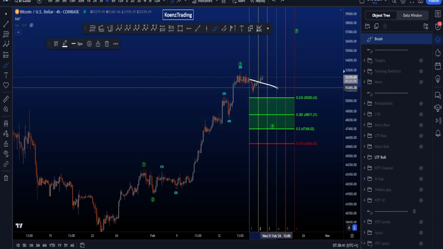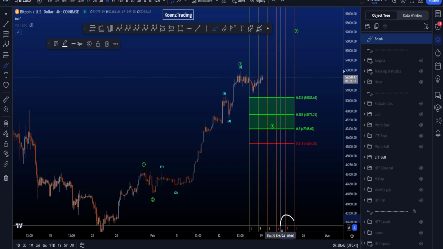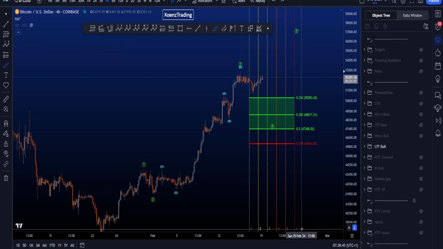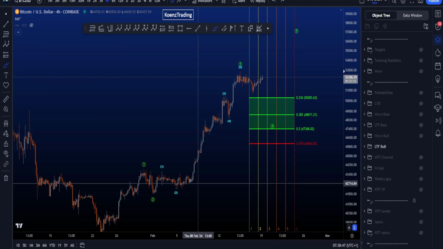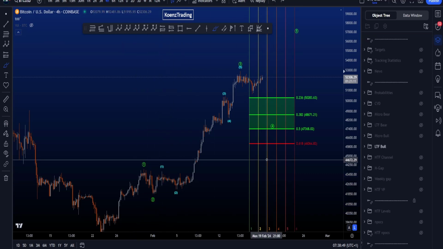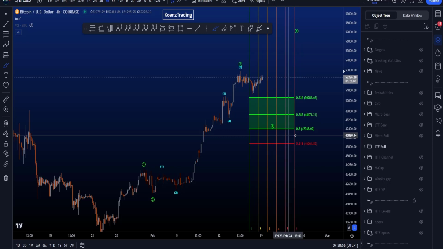However, a wave 4 should also not be too long. The moment it is approaching the 5 and the 6 fib time, meaning wave 4 is 5 to 6 times longer than wave 2 in time, it lowers the probabilities for a wave 4. The 5 fib time is currently sitting on the 23rd of February at 1 a.m. in the morning.